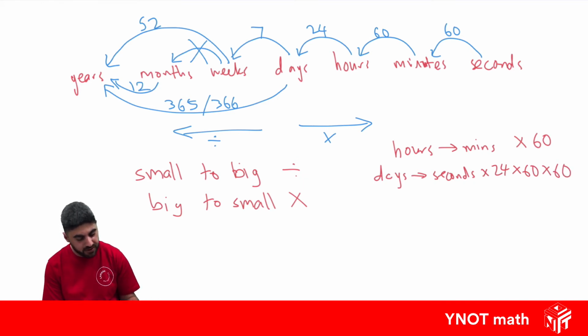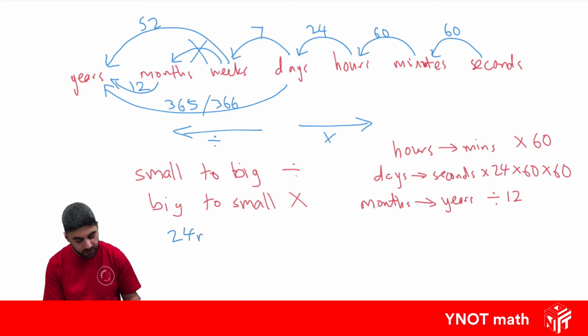What about months to years? Months to years, that's small to big, and we're going left, so we need to divide. We need to divide by 12. So months to years, going to divide by 12. And just a few examples of what you can do with your units of time. But let's look at one specific one.